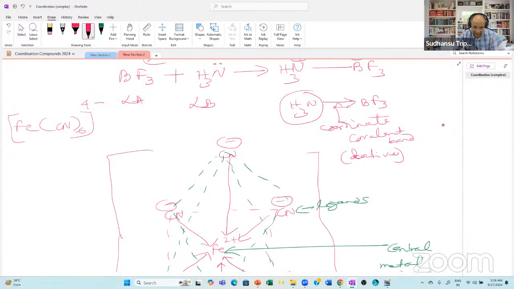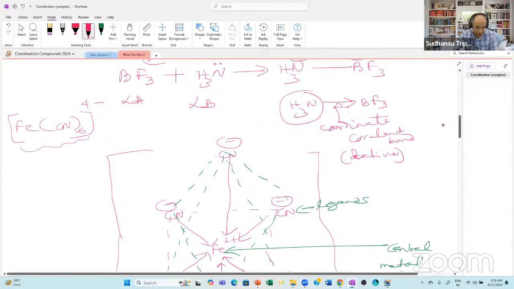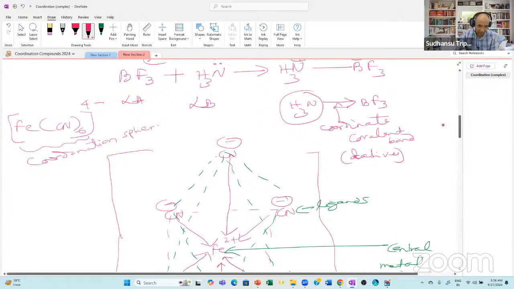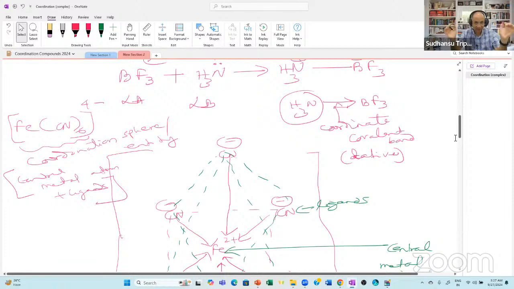This bracket, this is called the coordination sphere, that contains the central metal atom or ion coordinated by or bonded with the ligands. Coordination sphere, or sometimes called coordination entity, that contains the central metal atom plus ligands, written inside a square bracket, that space is called the coordination sphere.